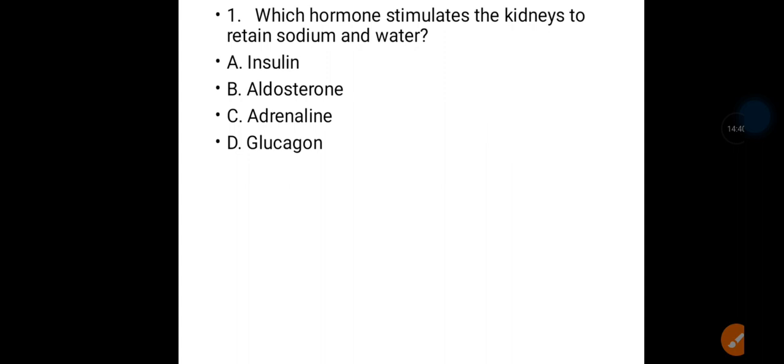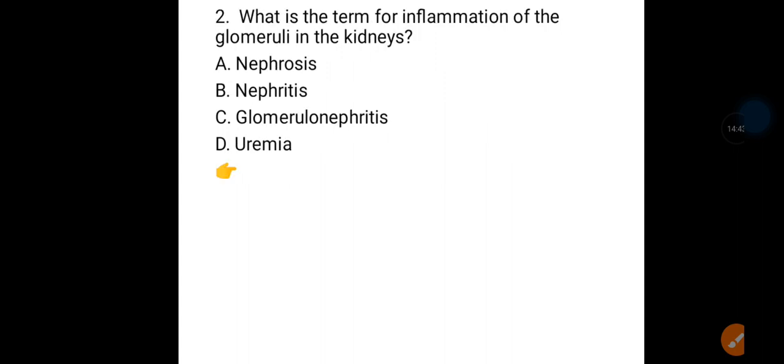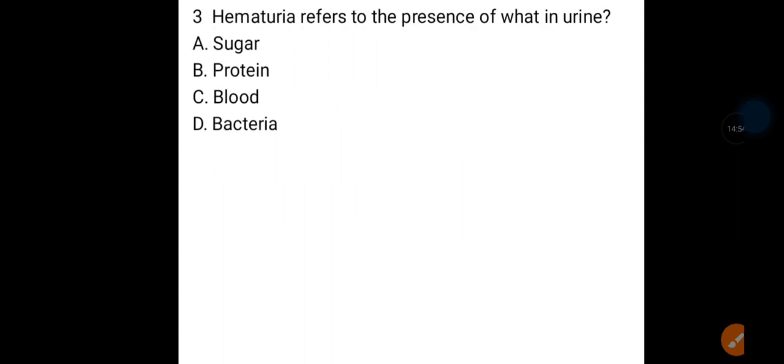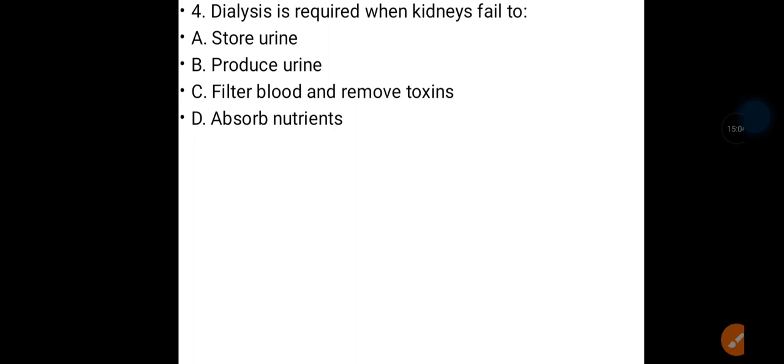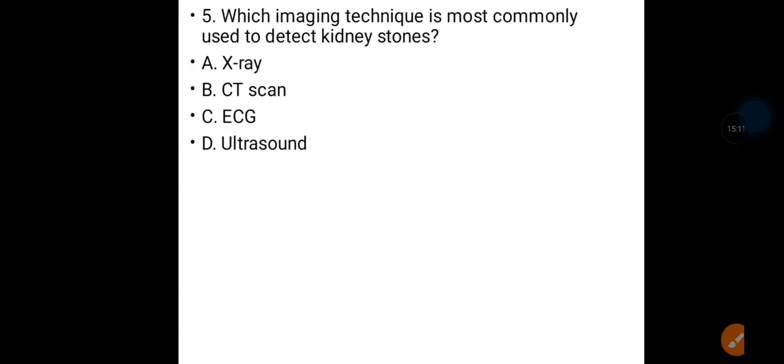Insulin, aldosterone, adrenaline, glucagon. Number 2. What is the term for inflammation of the glomerular kidneys? Nephrosis, nephritis, glomerular nephritis, uremia. Number 3, hematuria refers to the presence of what in urine? Sugar, protein, blood, bacteria. Number 4, dialysis is required when the kidney fails to store urine, produce urine, filter blood, and remove toxins, absorb nutrients. Number 5, which image technique is most commonly used in detection of kidney stone? X-ray, CT scan, ECG, ultrascan.